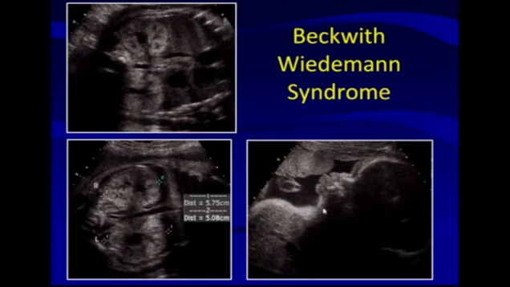And when you did a profile view of the fetus, you can see that here's the upper lip and the lower lip, and there's this large tongue which is sticking out and could never retract into the mouth, and this is because this tongue is enlarged. And this is a fetus with macroglossia associated with these large echogenic kidneys in a fetus with Beckwith-Wiedemann syndrome.